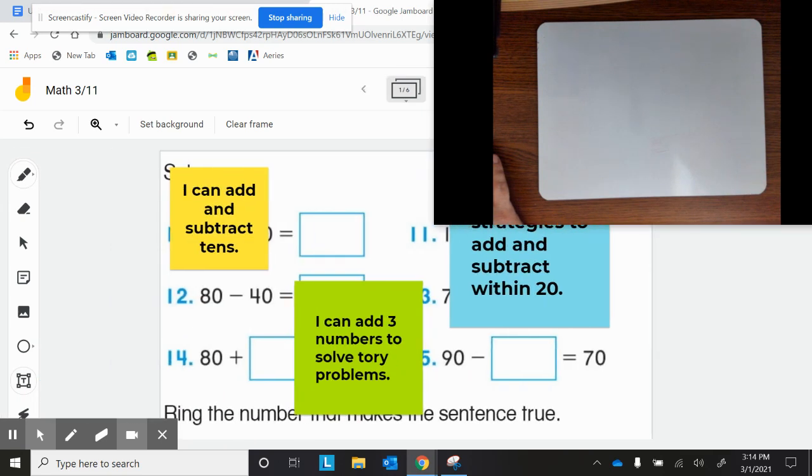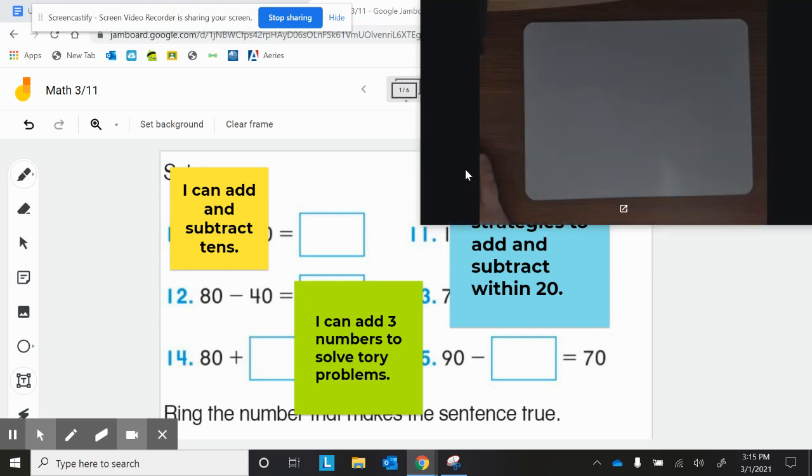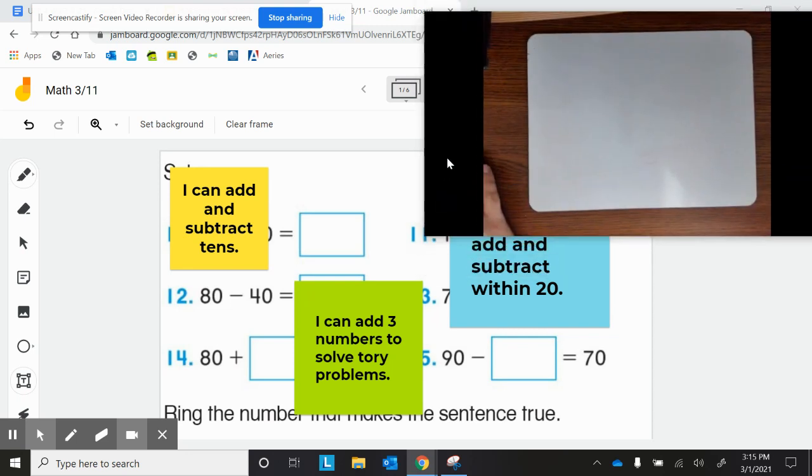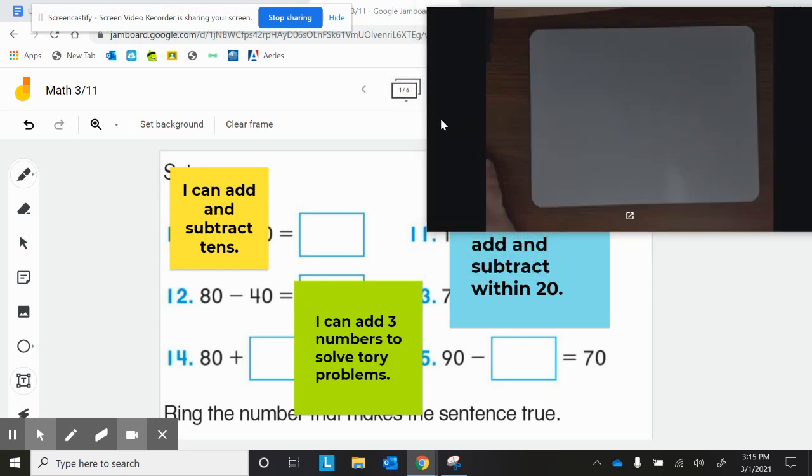Now, I want you to repeat after me. What we're going to do is we're going to add and subtract tens. I can add three numbers to solve story problems. And the last one, I can use strategies to add and subtract within 20. Okay, boys and girls, let's get started here.